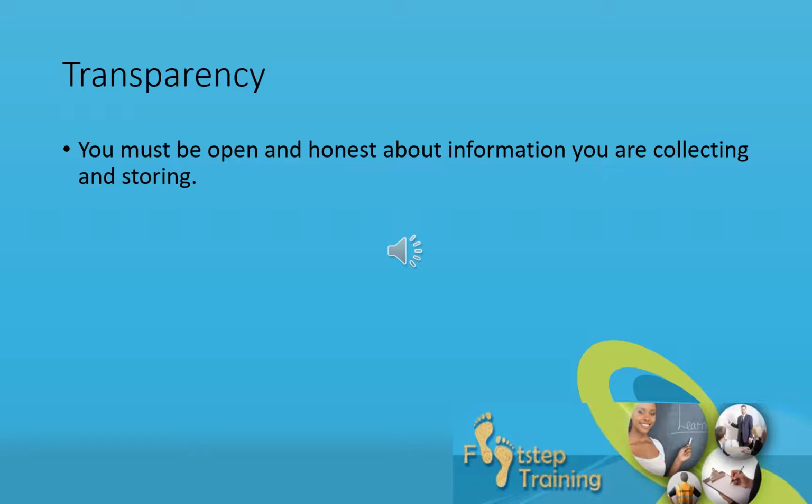Transparency is one of the simplest principles. Transparency is fundamentally linked to fairness. Transparent processing is about being clear, open and honest with people from the start about who you are and how and why you use their personal data.